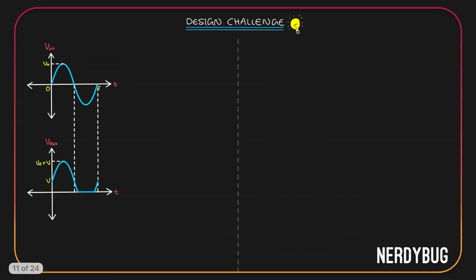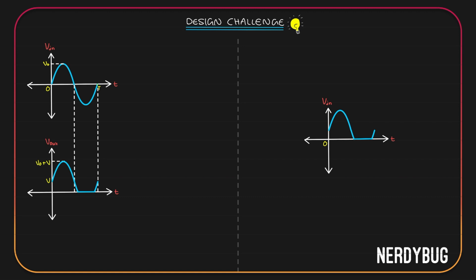Let us see the next challenge. Input is still the same. Output should look like this. First, we have to figure out what is happening. Let me take my input. I'll shift it V units upwards. Now, I will clip whatever is below the time axis. This is exactly what we want as our output.